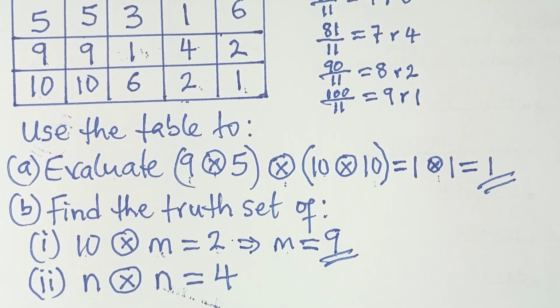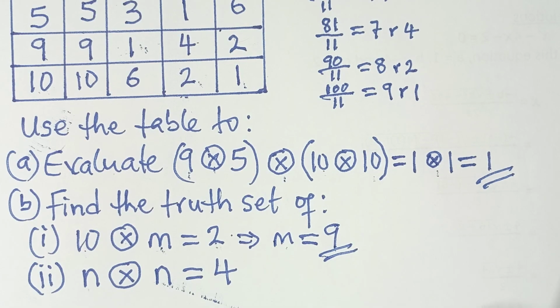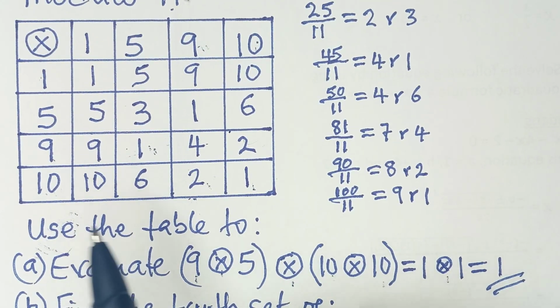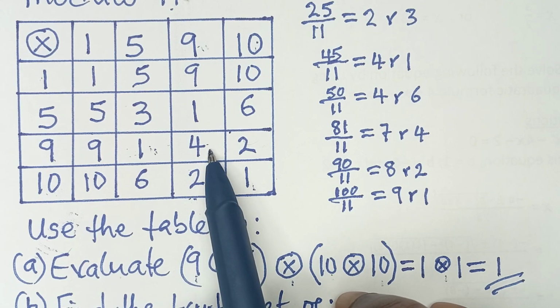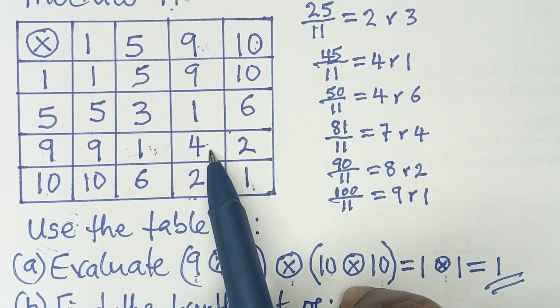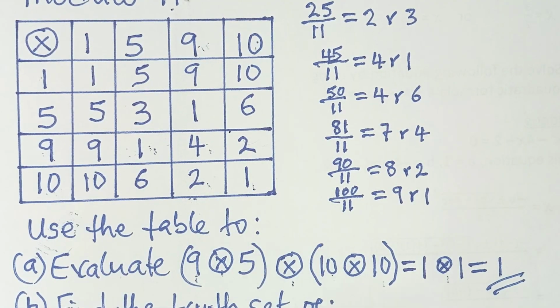Then the last one there says n multiplied by n is equal to 4. So we are going to look at which number multiplied by itself gives us 4. Now let's check the table and find out the answer. If we look at this, we can see 4 here. So it is 9 that multiplied by itself gives us 4. 9 multiplied by 9 gives us 4. And that is the only part of the table where we have 4.